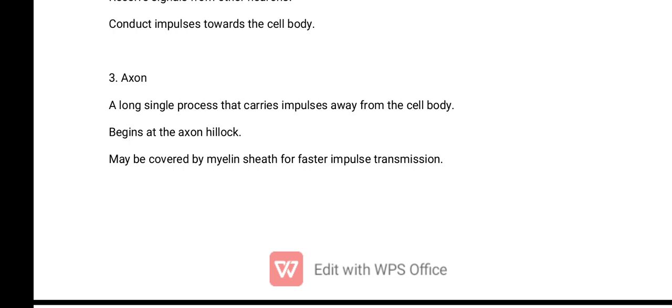And the axon can be covered by myelin sheath for faster impulse transmission. This myelin sheath is like wrappings on the body of the axon. And the main essence of this myelin sheath is to facilitate faster transfer of impulse, because this helps the impulses to jump between sheaths. It makes transfer of impulses faster. And we all know that the nervous system requires a very fast transfer of information. So the presence of this myelin sheath helps to make the transfer of impulses faster.